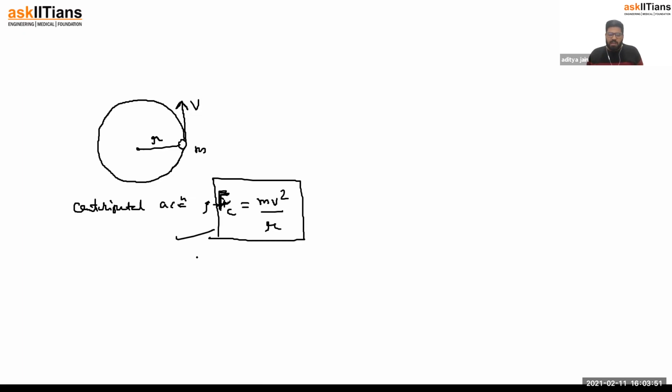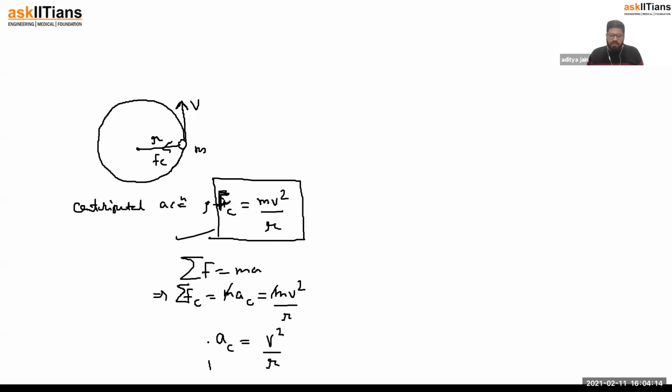Mv square by r, and you know that the net force is equal to mass into acceleration. So I can write centripetal force is equal to mass into centripetal acceleration, which will be equal to mv square by r, because the centripetal force is the net force acting on any body towards the center. So if you take this side, m and m will cancel out, and acceleration will come as v square by r. So actually centripetal acceleration is v square by r. Mv square by r is the centripetal force which is acting towards the center. So this formula is very important.